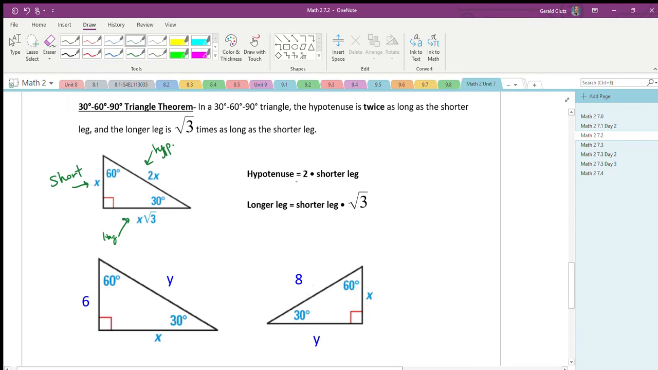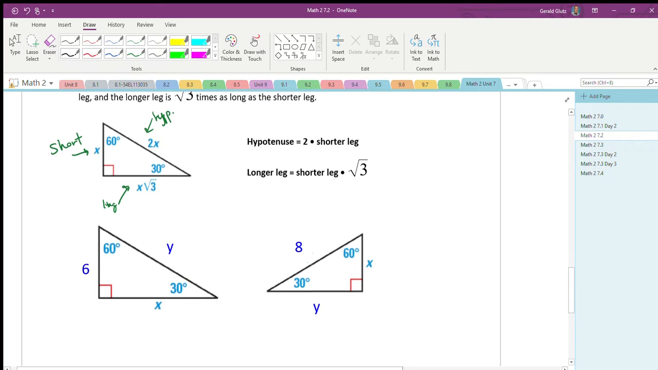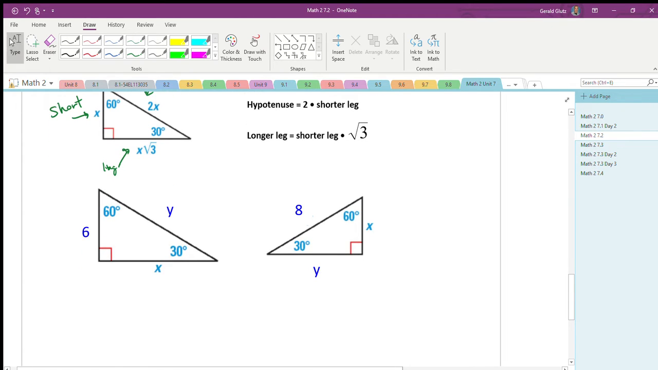To figure out the hypotenuse, we multiply the short leg by 2. To figure out the long leg, we multiply the short leg times the square root of 3. So these are rules you're just going to have to remember. Hopefully with enough practice you'll remember them.